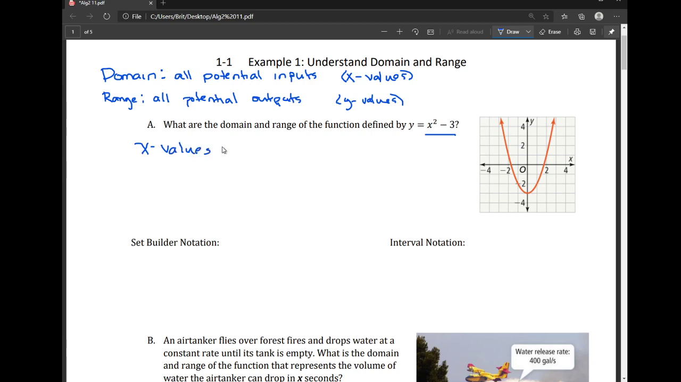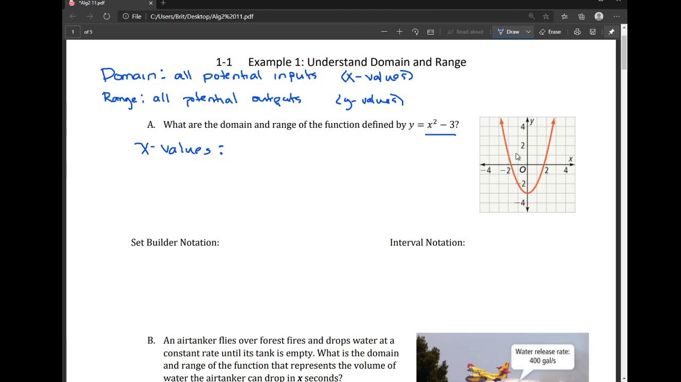In terms of the x values, I can really plug in any number here, right? I could plug in a -64. I could plug in a 2. I could plug in 0. There's nothing that I can't square and subtract 3 from that would cause an issue within a function like this.